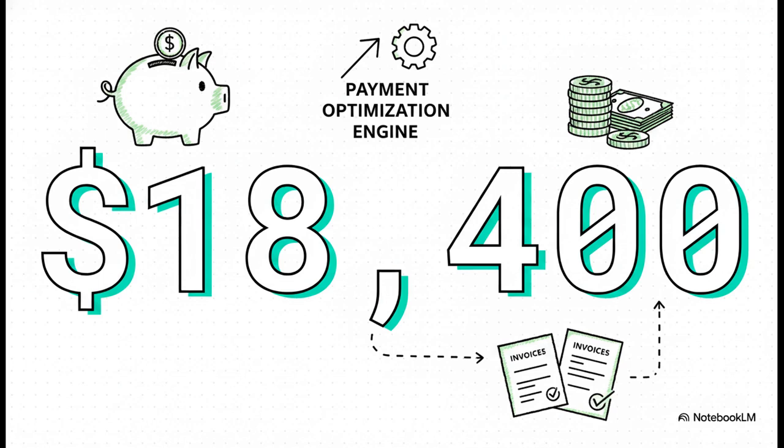The app doesn't just show you a list of invoices. It literally generates a recommendation to capture an automatic $18,400 in specific early payment discounts that you would have otherwise completely missed. That is real money.